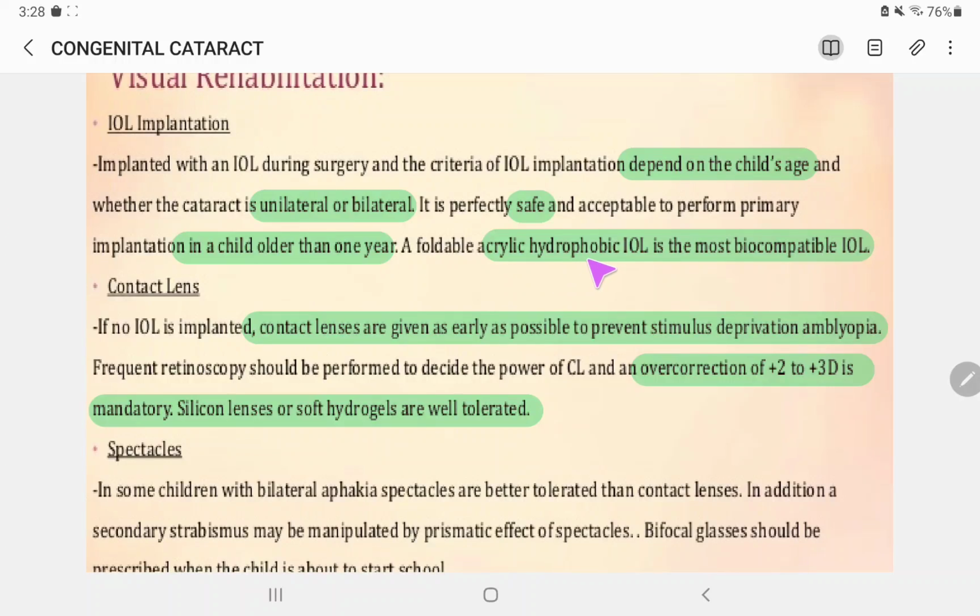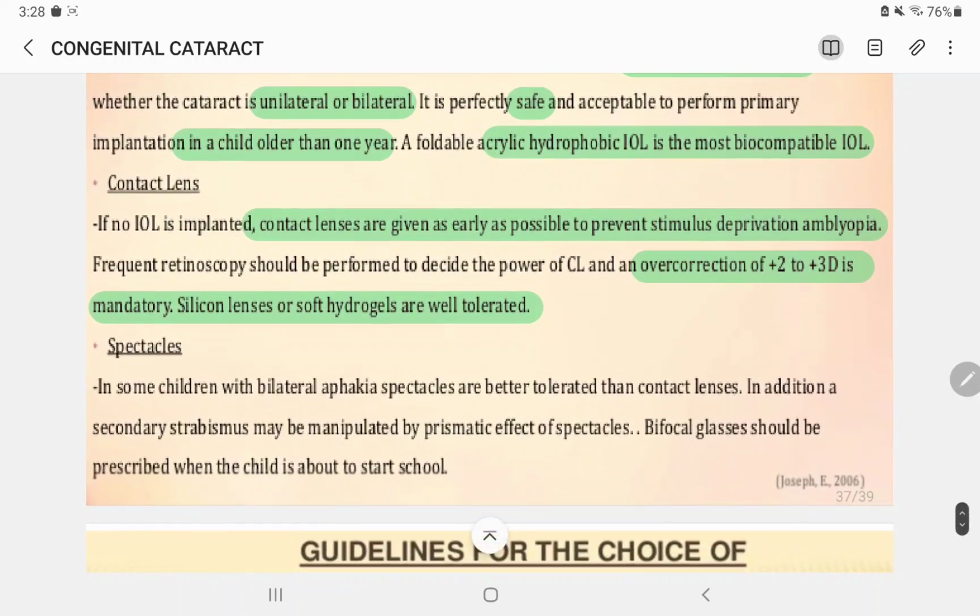And the foldable acrylic hydrophobic IOL is the most biocompatible IOL. We put that acrylic hydrophobic intraocular lens. If no IOL is implanted, contact lenses are given as early as possible to prevent stimulus deprivation amblyopia. Frequent retinoscopy should be performed to decide the power of the contact lens, and then overcorrection, always the overcorrection of 2 plus 3 diopter is mandatory.